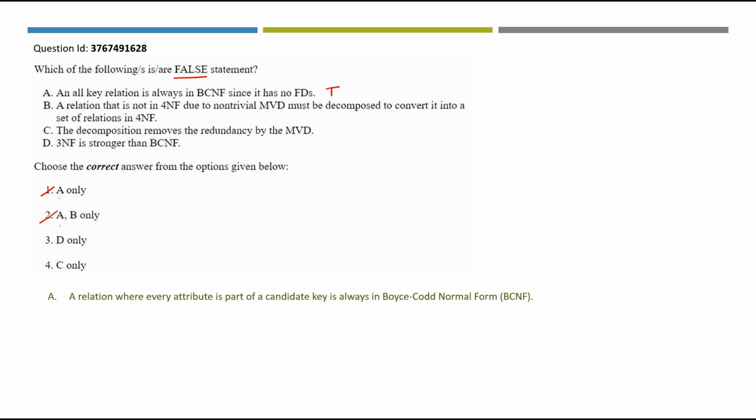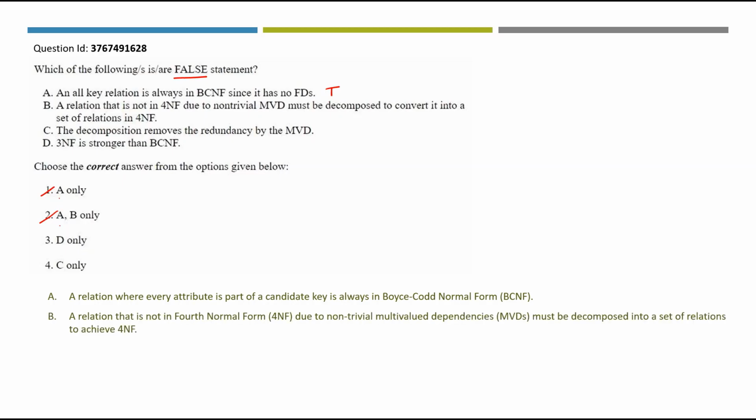Let's go through the B statement. A relation that is not in 4NF due to non-trivial multivalued dependency must be decomposed to convert it into a set of relations in 4NF. When the relation which has non-trivial multivalued dependency is not in 4NF, automatically to convert it into 4NF, we have to decompose it into a set of relations. So this is also true.